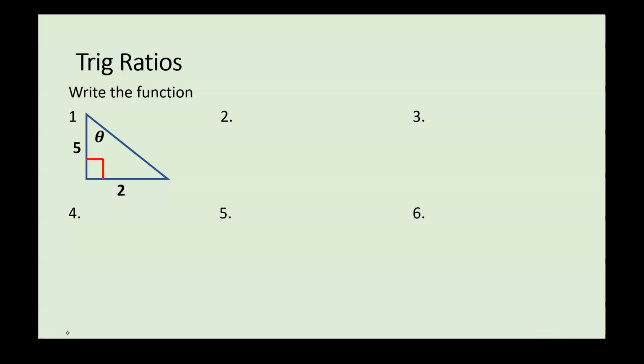So next, now that we know how to write the functions, we can write an equation based on the angle. This is my angle. I have the opposite. I have the adjacent. So what function is that? That opposite and adjacent is the tangent function. So I know tangent of theta, which is the angle, is equal to 2 over 5.